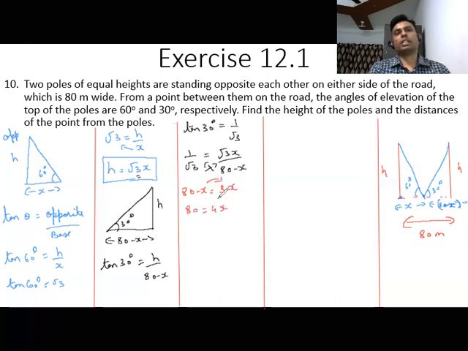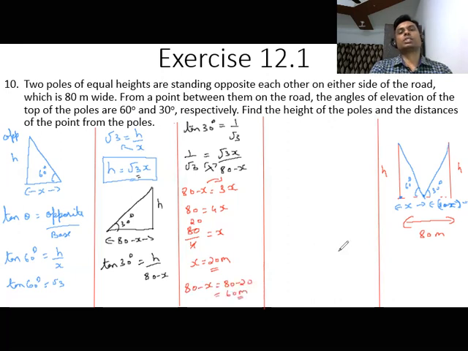Or 80 is equal to 4x, correct? Bring x on the other side. 80 is equal to 4x, or 80 by 4 is x. 4 twos are 8, so x is equal to 20 meters. So distance from one pole is 20 meters. What is the distance from the other pole? Distance from the other pole is 80 minus x, so 80 minus 20, which is 60 meters.